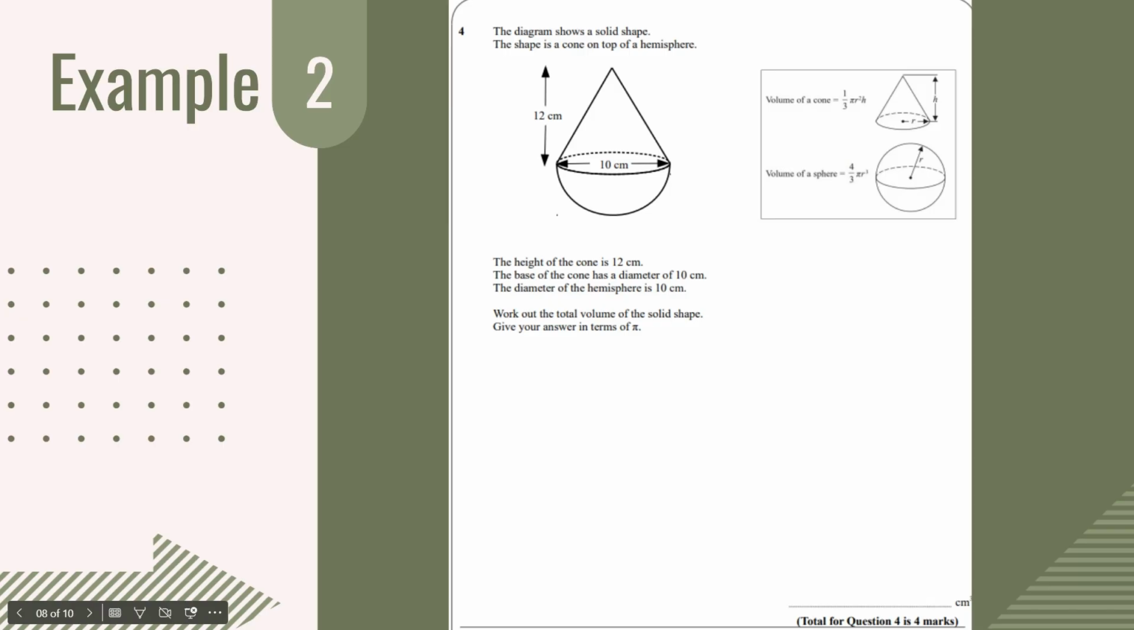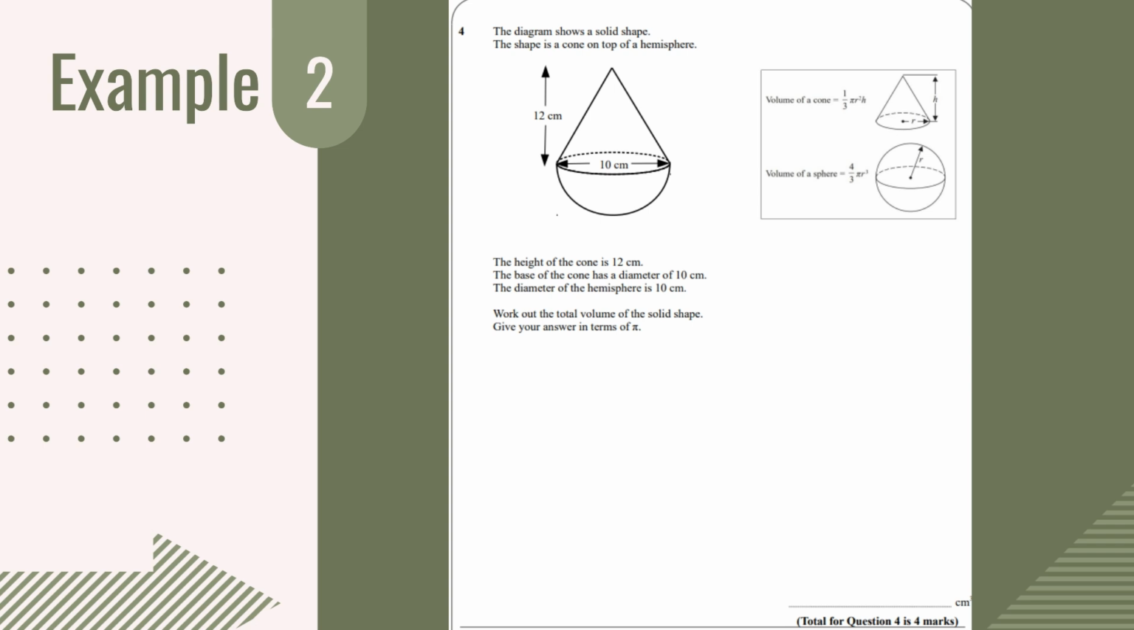Here's another exam question for you to have a go. Have a go, pause the video and unpause when you've done. So, the diagram shows a solid shape. The shape is a cone on top of a hemisphere. The height of the cone is 12 centimeters. The base of the cone has a diameter of 10 centimeters, and this is the same as the diameter of the hemisphere. They fit perfectly on top of each other. Work out the total volume of the solid shape. Give your answer in terms of pi.